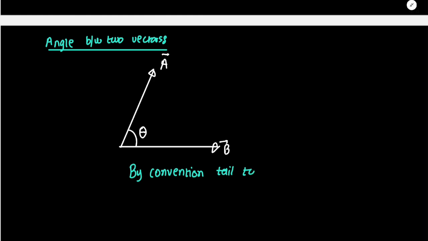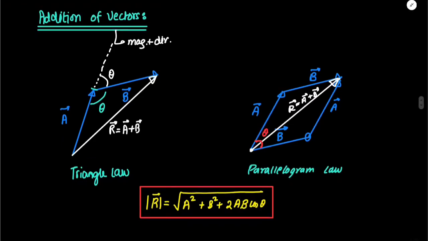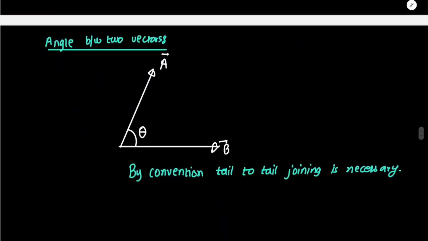So by convention, tail to tail joining is necessary. Now you might have asked me, what is the problem if we take the angle of the vector to be this? No, you cannot, because we need to standardize things in science. Therefore we have standardized this by convention, that we have to join two vectors tail to tail in order to take the angle between the two vectors.